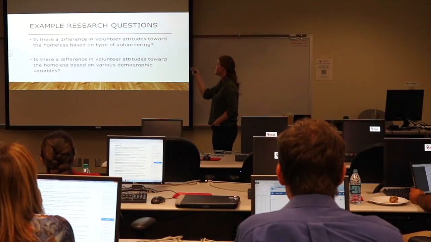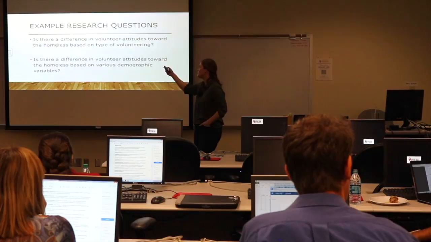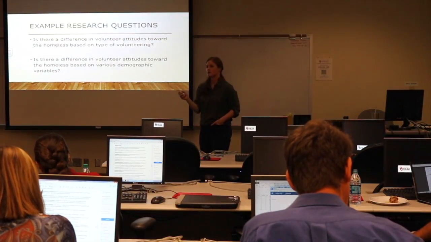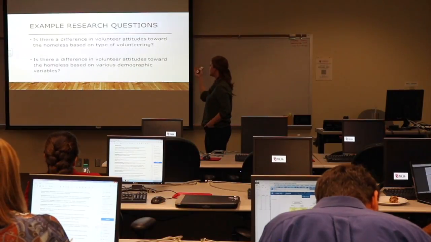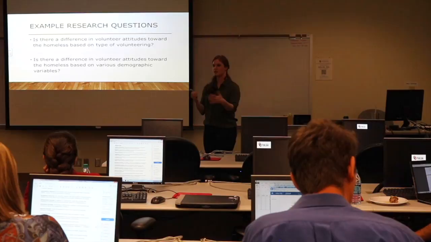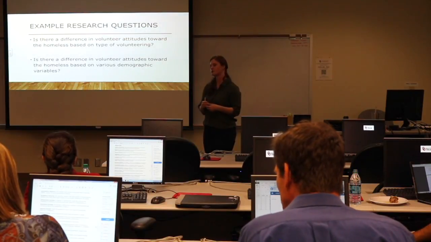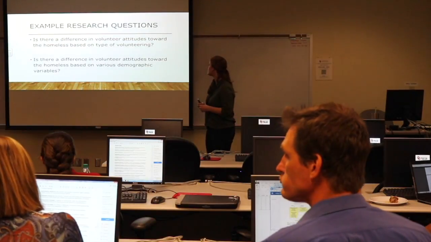Okay, so type of variable, type of volunteering is going to be nominal. So it's a type of something, they're categories. And then volunteer attitudes toward the homeless will be continuous because it's a scale. We talked about using the attitudes toward the homeless inventory. So that would be treated as a continuous level variable.